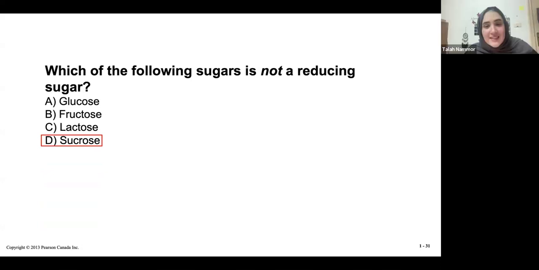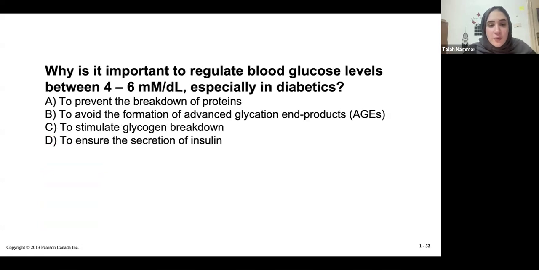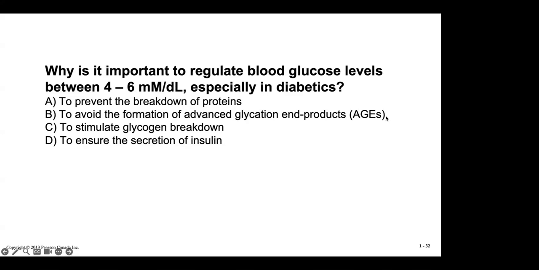D. It's sucrose. So basically, not everything, but most disaccharides and monosaccharides are reducing sugars except for sucrose. Now, why is it important to regulate the blood glucose levels between 4 to 6, whatever this unit is, especially in diabetics? B. Do you guys agree?